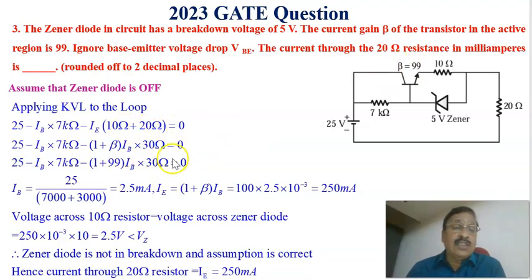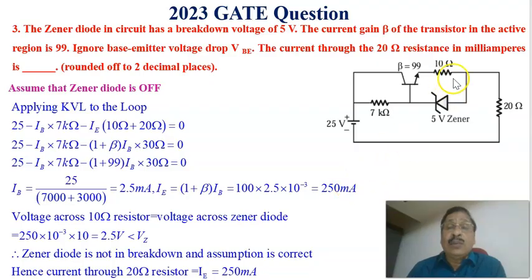Beta is given as 99. Substituting that here, 25 minus IB into 7 kilo ohm minus 1 plus 99 into IB into 30 ohm is equal to 0. Then we can solve for the base current. Base current is given by 25 divided by 7000 plus 3000, which is 2.5 milliampere. So the base current in this loop is 2.5 milliampere when the Zener is off. In that case, the emitter current is 1 plus beta times IB, or 100 into 2.5 into 10 raised to minus 3, which is equal to 250 milliamperes.